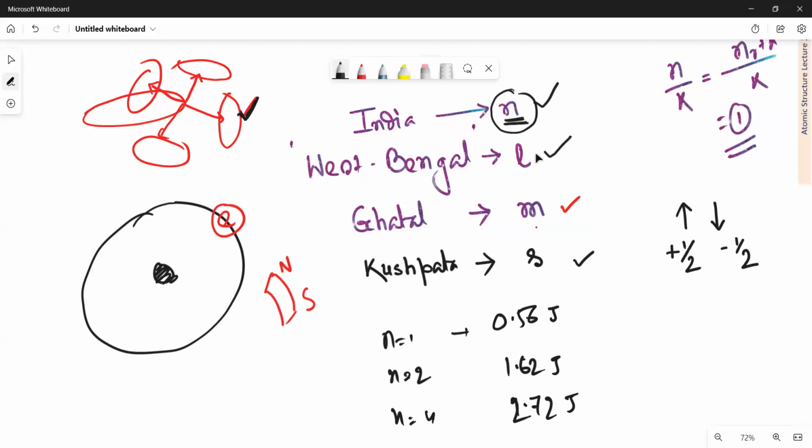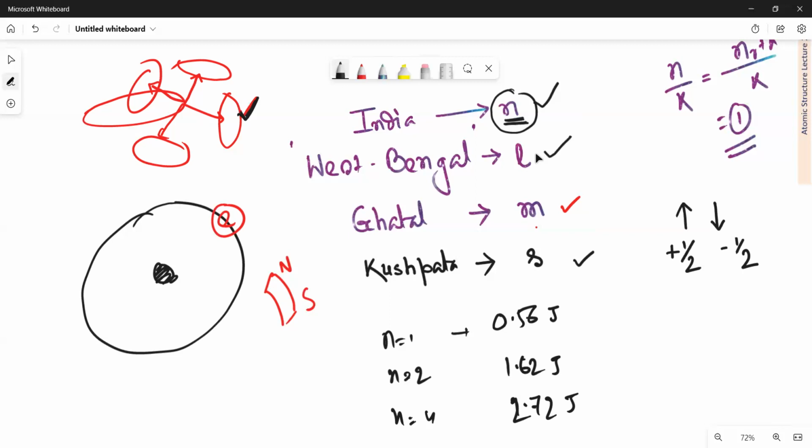So at first I locate that you are in India. Then in India I locate your orbital, that is West Bengal, and then I locate your magnetic, your police station, which is Ghatal. And then I locate your place, that is the spin quantum number. Yes, that's what it is. So this is how we locate the electron.